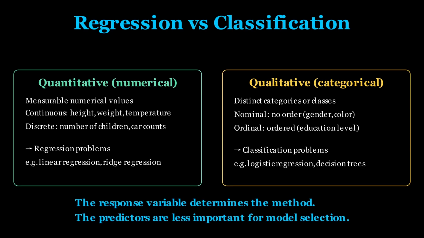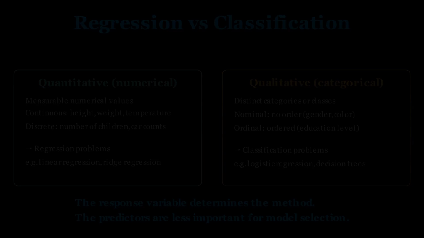Here's the key point. The response variable plays the most important role in selecting a statistical learning method. The predictor variables are less important in model selection. And keep in mind that many methods, such as decision trees, generalized linear models, and k-nearest neighbors, can handle both quantitative and qualitative variables.